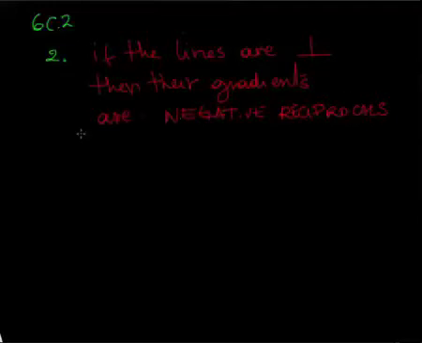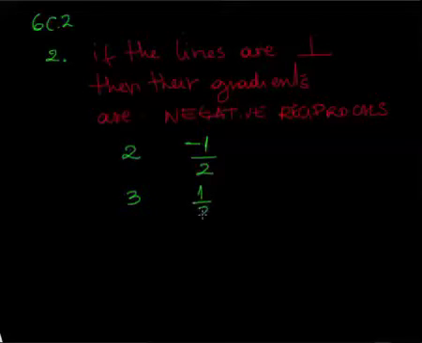If you have a number 2, the reciprocal is 1 over 2. But if we're talking about the negative reciprocal, you just add a negative sign. Again, if we have a gradient that is equal to 3, the reciprocal is 1 over 3. But if they're perpendicular, it should be the negative reciprocal, so I need to put the negative sign.